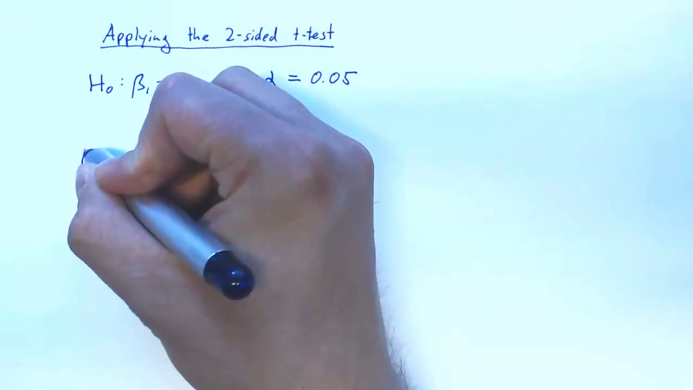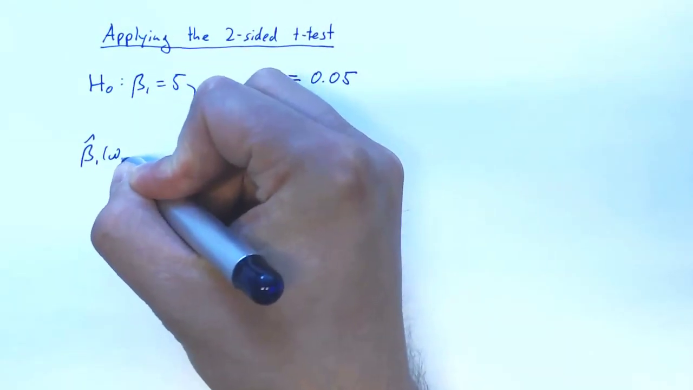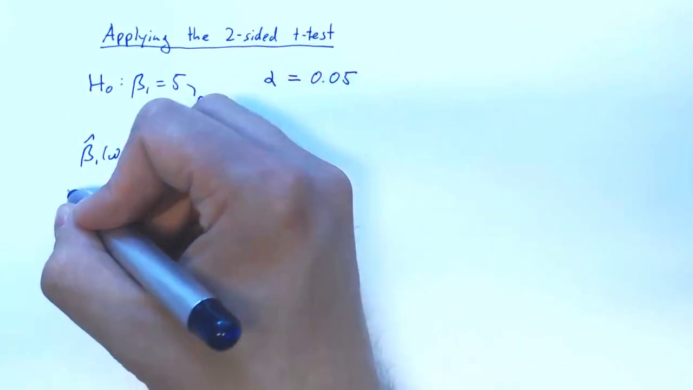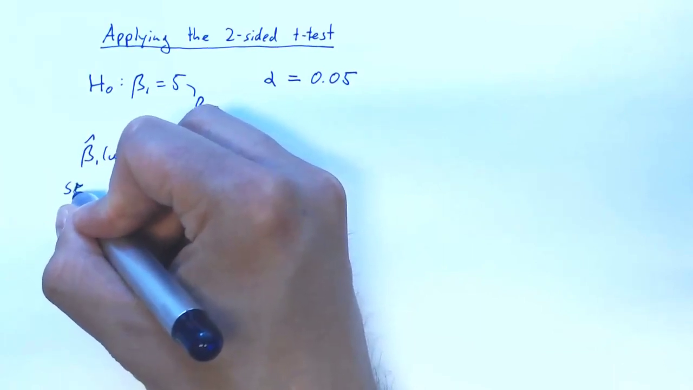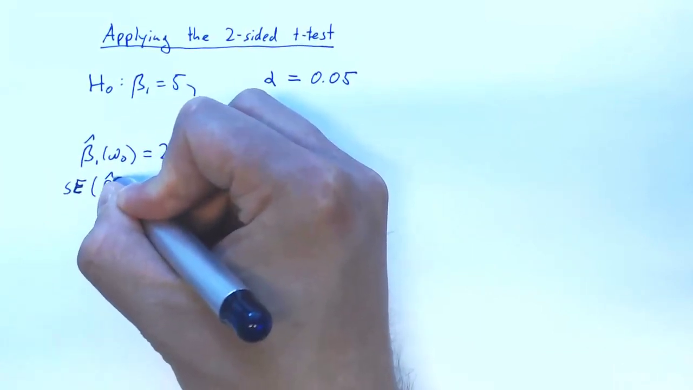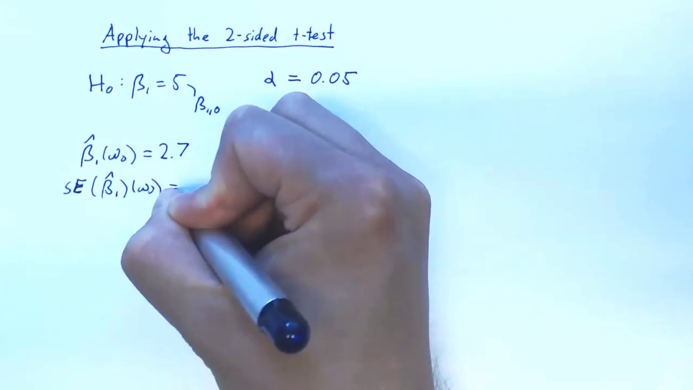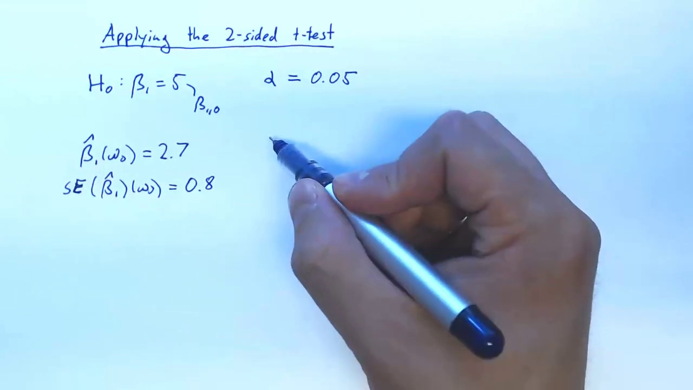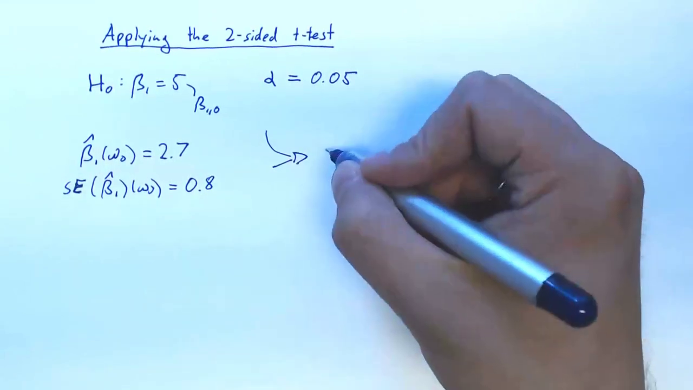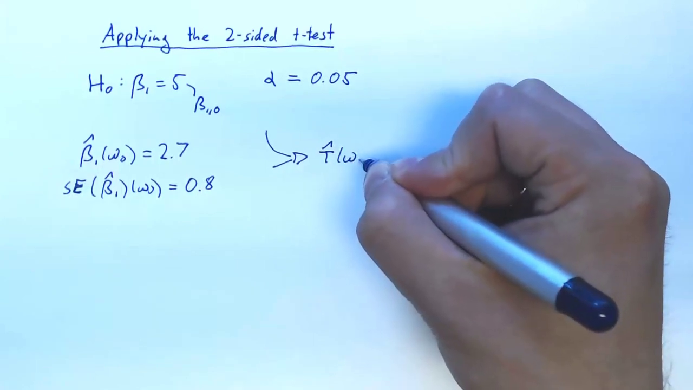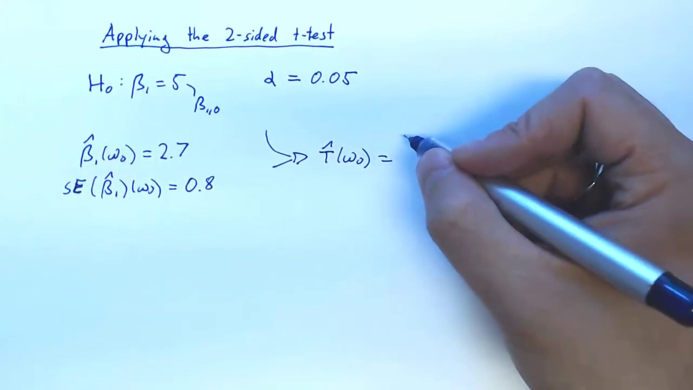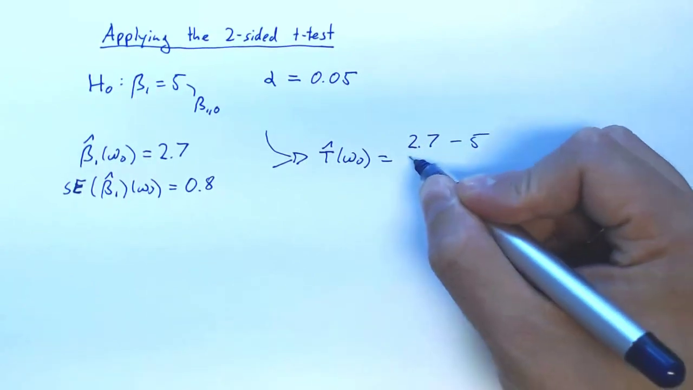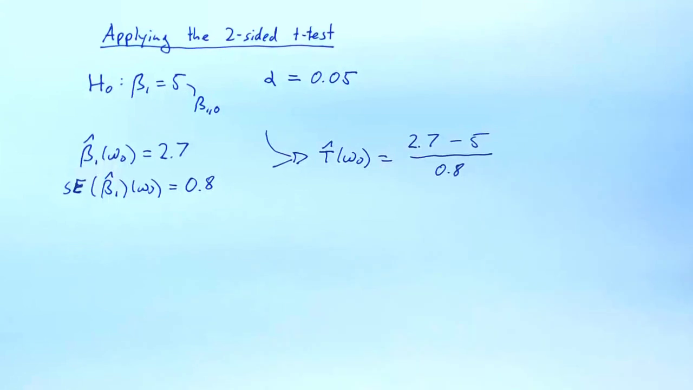Let's suppose that our estimate is given by 2.7 and we observe a standard error of 0.8. Now we can compute the test statistic, and the observed test statistic would be 2.7 minus 5 divided by 0.8.